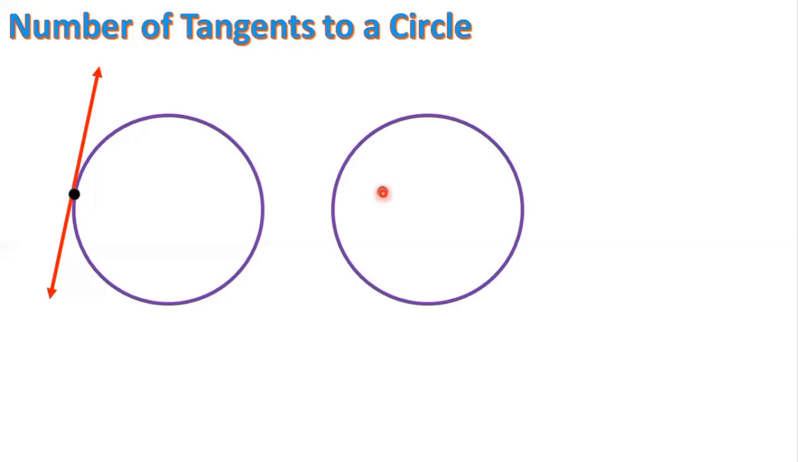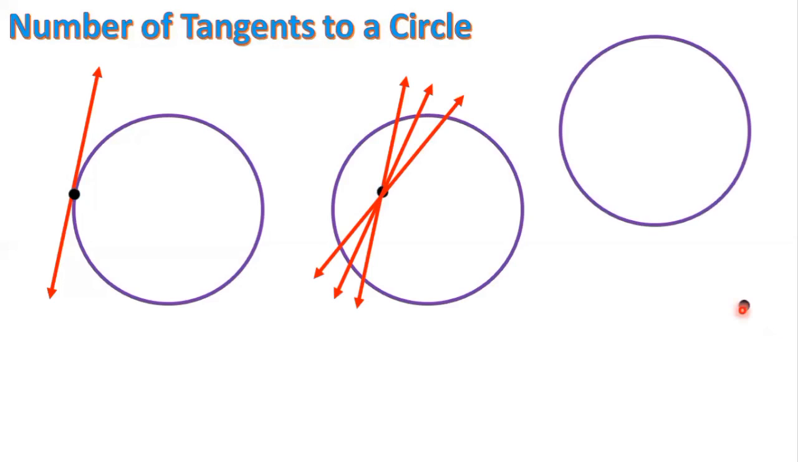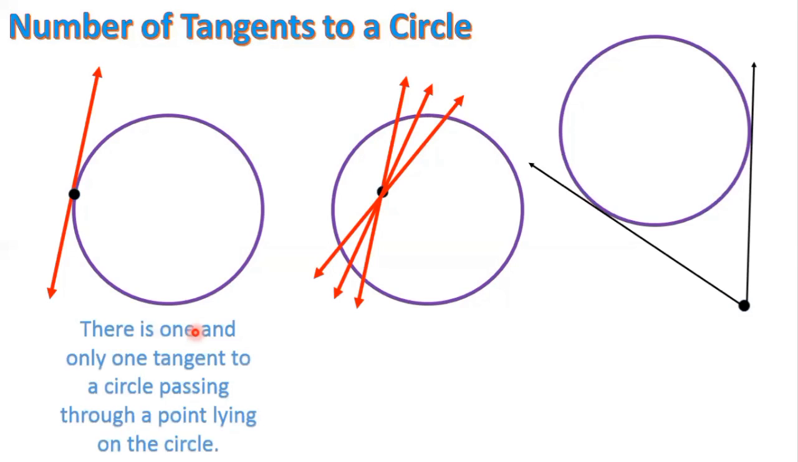Now mark a point inside the circle. How many tangents can you draw? You can draw so many lines, but how many of these are tangents? There are no tangents, all are secants. Now take a circle and mark a point P outside the circle. How many tangents can be drawn from a point outside the circle?